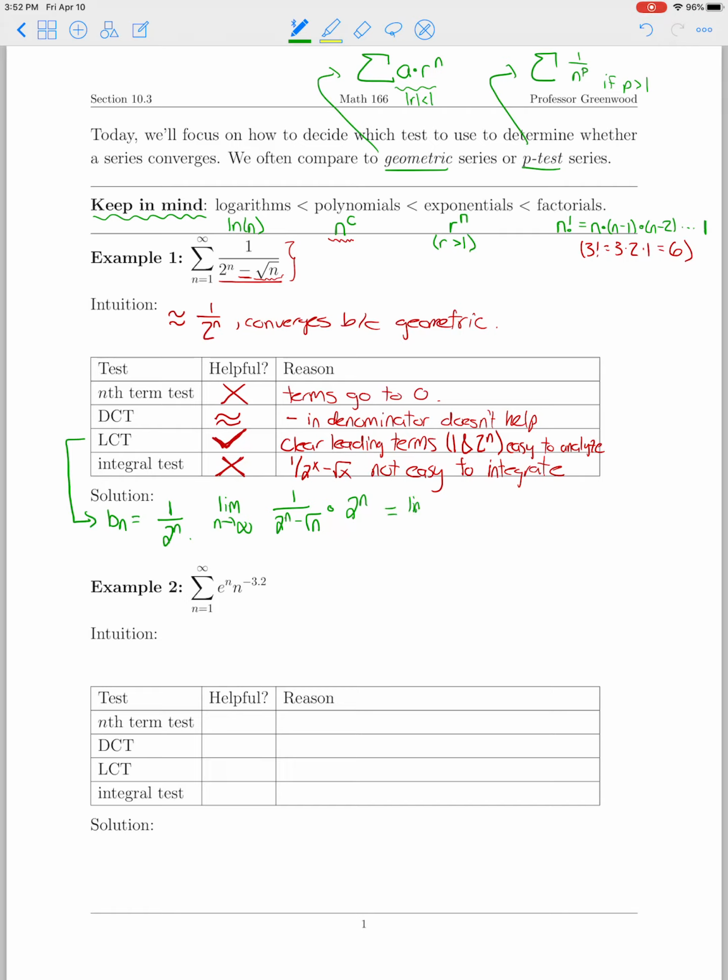And so now I'll rewrite this as one fraction, so that's 2 to the n over 2 to the n minus root n.